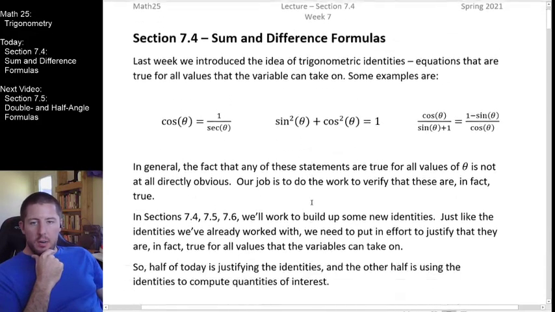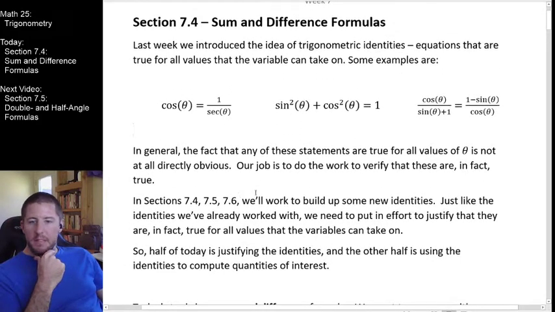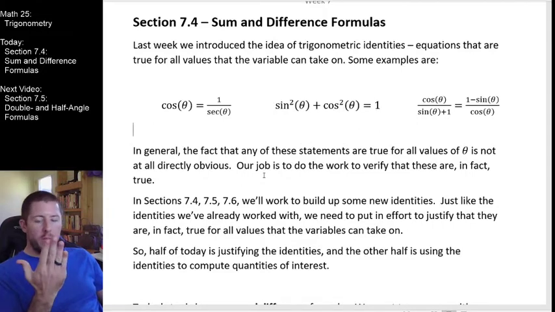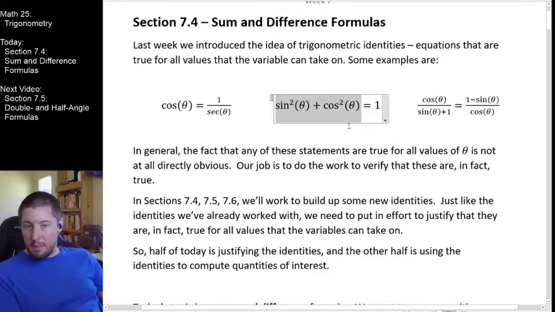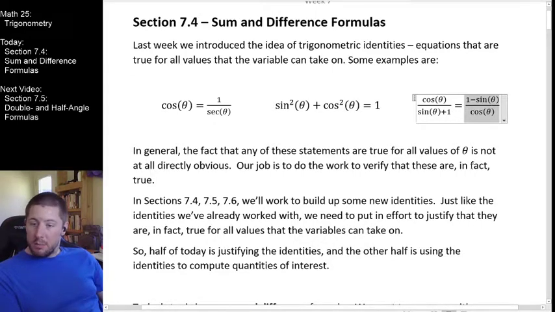So in these sections, we're in 7.4 today, and 7.4, 7.5, 7.6, we're going to work to build up a bunch of new identities that we can use. A lot of relationships that are ways that we can take one expression and rewrite it as another expression. One expression that's complicated for another expression that's much simpler. One expression that maybe has a denominator that we don't want to deal with to a different expression that we could actually split up into two fractions. That might be practical for us right there.